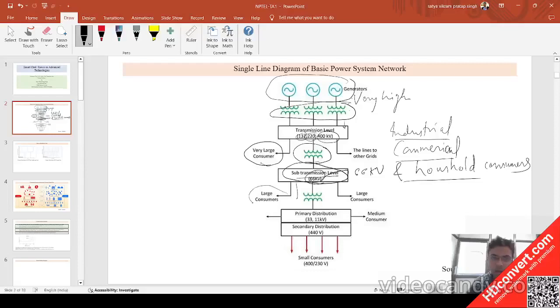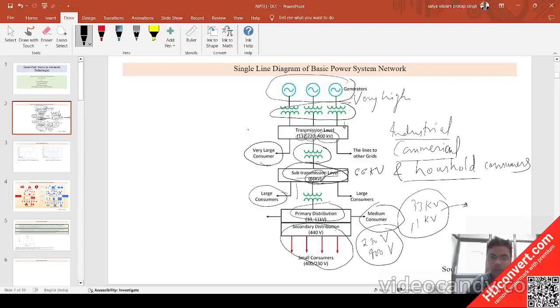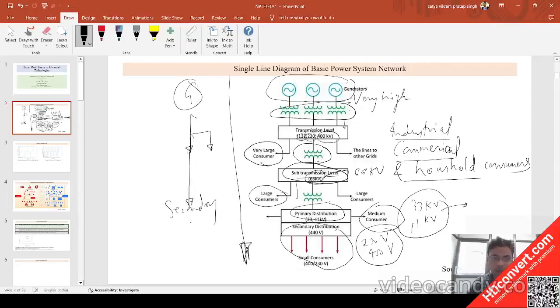There are also large consumers at the 66 kV level, and then there is the primary distribution system, where medium level consumers take the 33 kV and 11 kV systems for their utilization. Last comes the secondary distribution system, that is the small consumers on the 230 volt and 400 volt systems. So this is the basic single line diagram, the top to down flow of power from the generation to the in-between consumers or to the last level consumers at the secondary distribution level. That is the basic power flow.